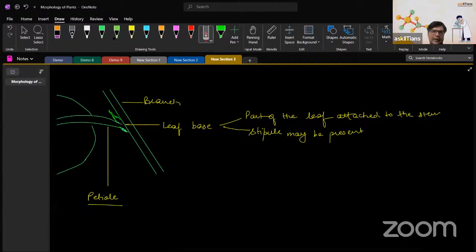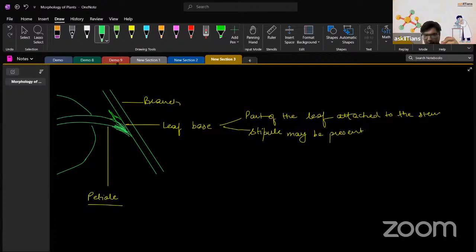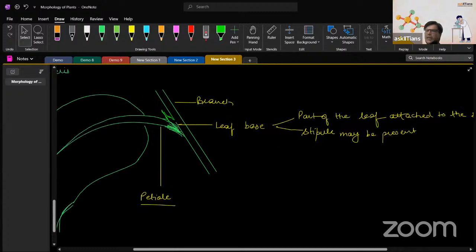And as you can understand, I have tried to show you that the leaf base is usually swollen. In the case of the leguminous plants, it's something that we call the pulvinus. But basically this is the leaf base. In monocots, the leaf base expands into a sheath covering the stem partially or wholly. But basically, the leaf base is the part of the leaf attached to the stem. If you want to keep things simple, that would be my definition.